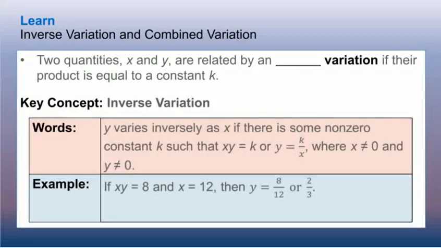Next part is inverse and combined variation. Two quantities x and y are related by inverse variation if their product is equal to a constant. That means when your x and y are multiplied, it gives you a constant. So x times y equals a constant, or if you think about it as y equaling the constant divided by x, that would be inverse variation.